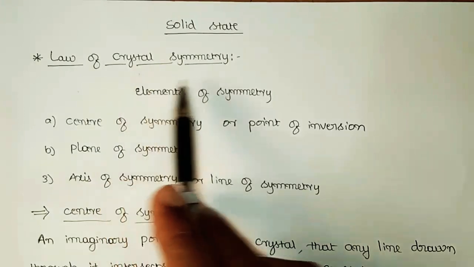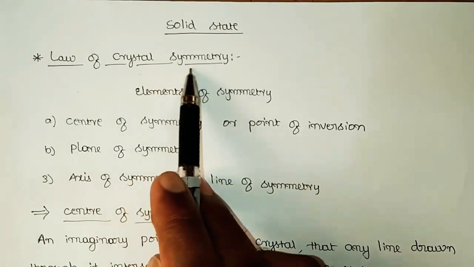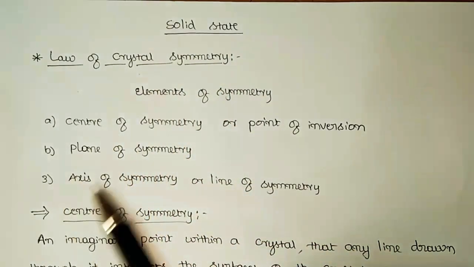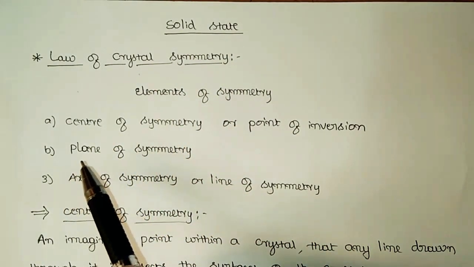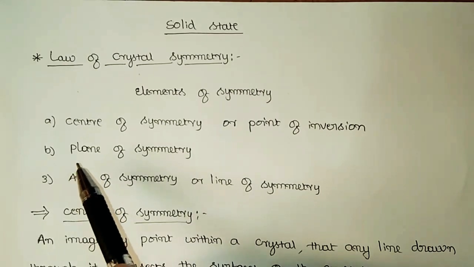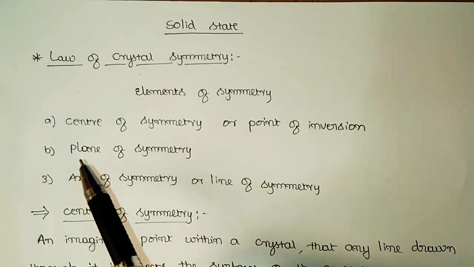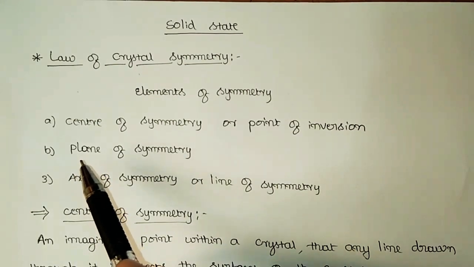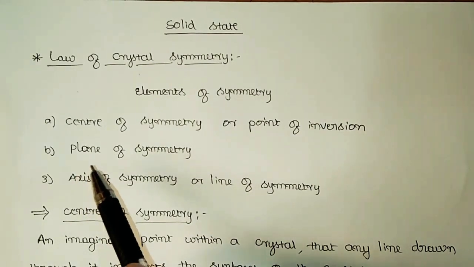So before going to the core of the law of crystal symmetry, we should know the exact meaning of the term symmetry. Symmetry means, when you rotate a crystal about a particular reference point, after a complete revolution, say a 360-degree rotation, if the crystal exhibits the same appearance, then the crystal is said to be showing symmetry. That is the simple meaning of the term symmetry.